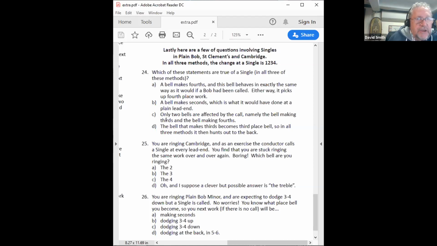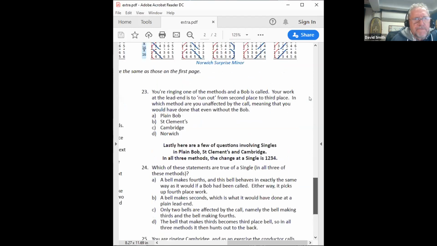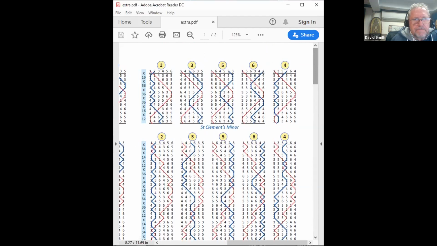So let's go on to D. A bell does make thirds as well. So the bell that makes thirds becomes thirds place bell, because it stays in thirds. That's where it is at the end of the lead end. And so in all three methods, it then hunts out to the back. You'd better go and check the blue line for that. Let's go and look at these blue lines.